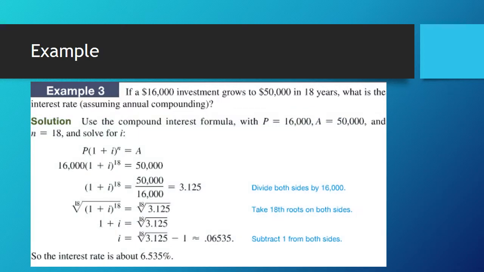Again, we're going to use our compound interest formula. We know that our principal is $16,000 and we know we want to have $50,000, and we're going to have 18 compounding periods, once a year for 18 years. This time we're missing i, we're missing the interest. We're going to put all the numbers we have into our formula and use our algebra skills to solve for i. You can see the process there. And we discover that we have 0.06535, or 6.535%.